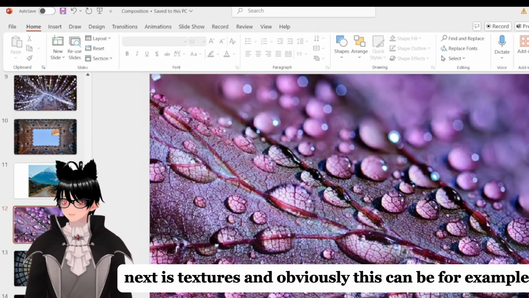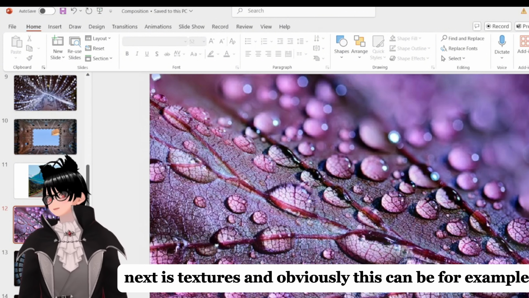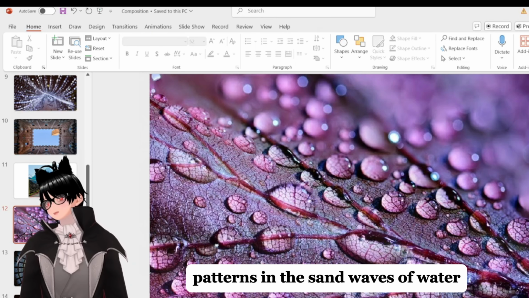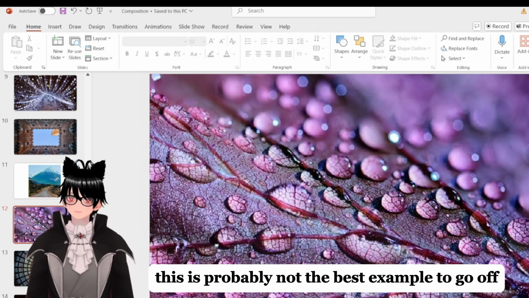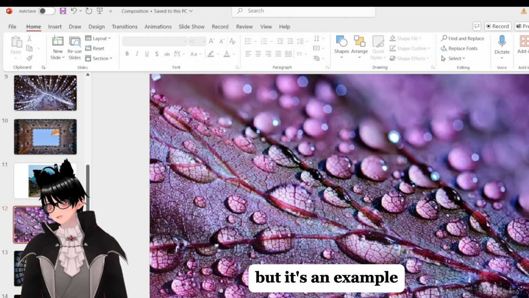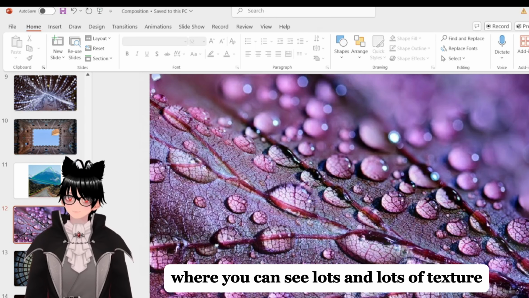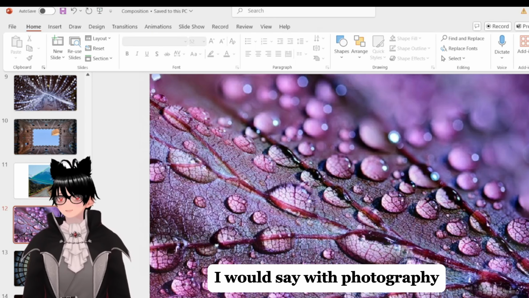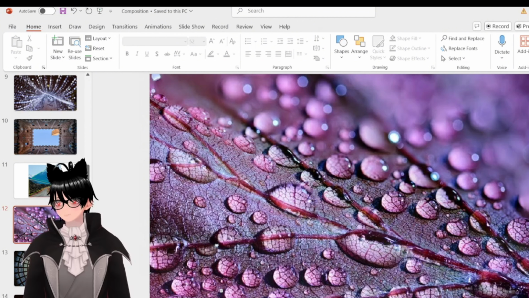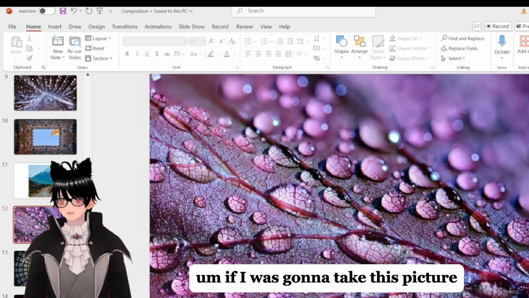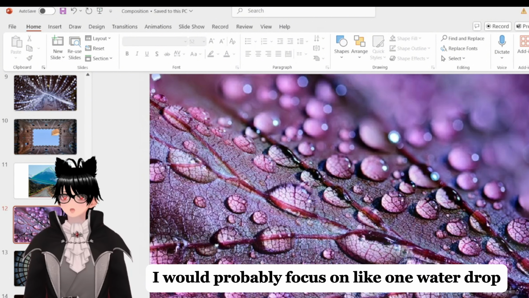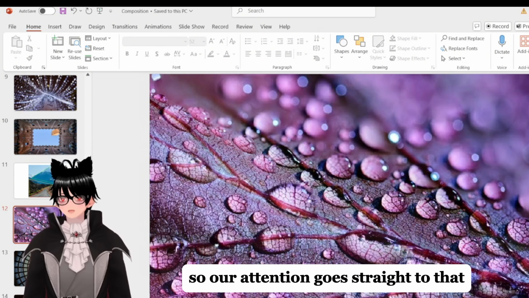Next is textures, and obviously this can be, for example, patterns in the sand, waves of water. I would say this is probably not the best example to go off, but it's an example where you can see lots and lots of texture. With photography, as you can see with this, we don't really know where to put our eye. If I was going to take this picture, I would probably focus on one water drop, so our attention goes straight to that.